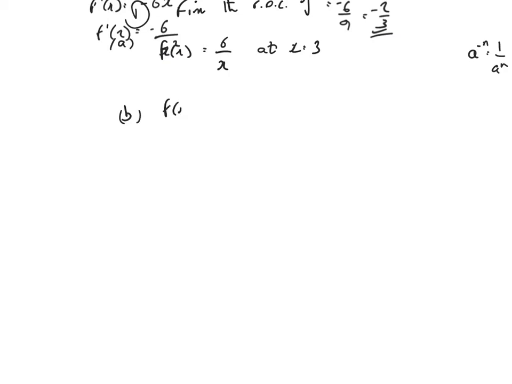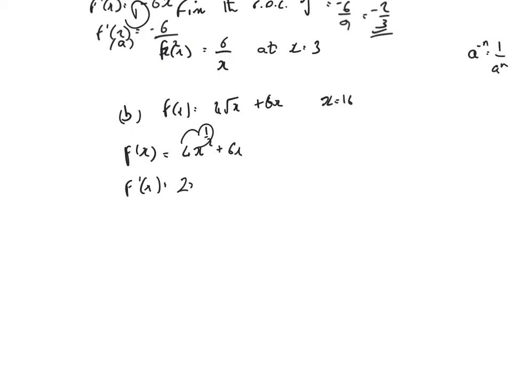Okay, part B, we've got f of x equals 4 root x plus 6x, and we're finding the rate of change at x equals 16, so prepare to differentiate to get going. So 4 root x is 4x to the half plus 6x, I can now differentiate. A half times 4 is 2, and then take 1 away from the power. A half take away 1 is a half, take away 2 halves, that's minus 1 half, and then if I differentiate 6x, it's 6.